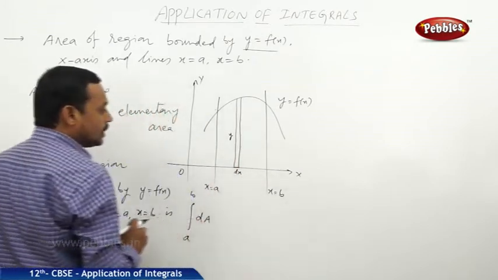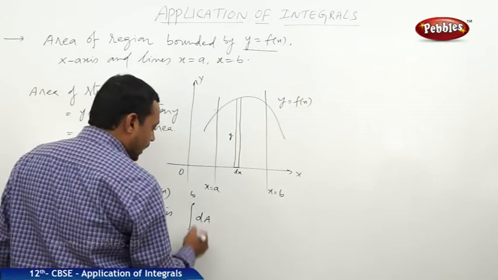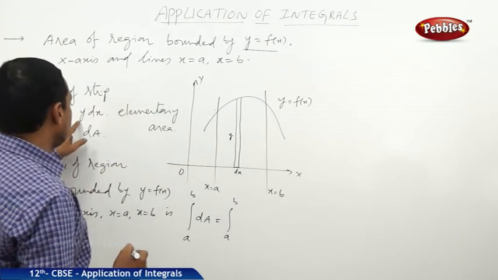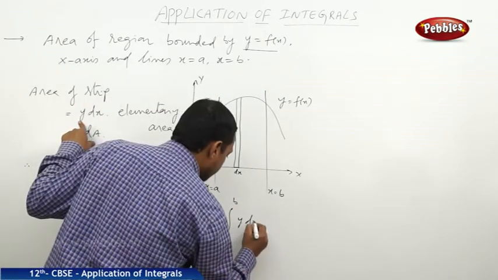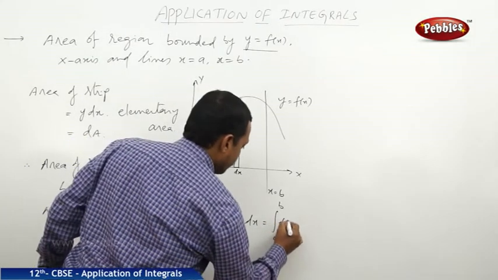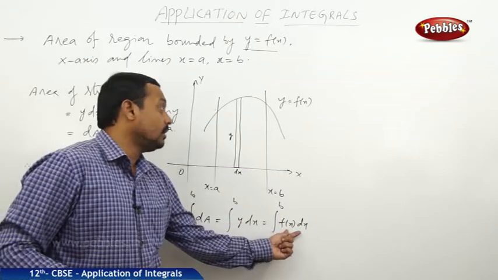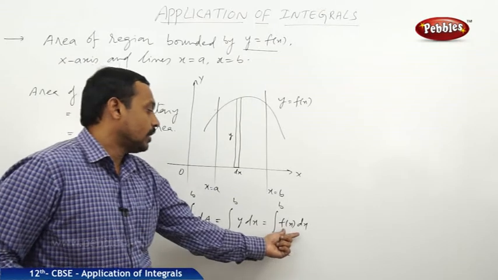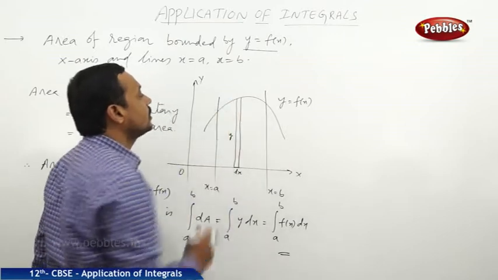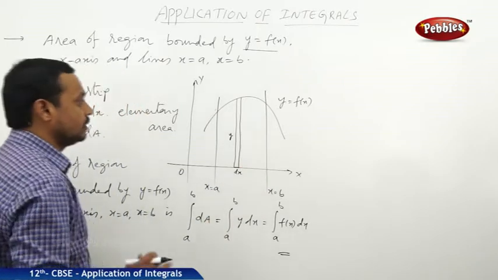It is the sum to infinity, that is integral a to b dA, which is equal to integral a to b, but you know dA is equal to y dx, that is equal to integral a to b, where y is equal to f of x into dx. So that you just integrate the given curve f of x with respect to dx under the limits a to b. That gives the area of the region bounded by the curve with x axis between the lines x is equal to a and x is equal to b.